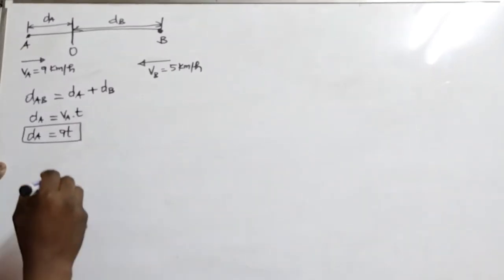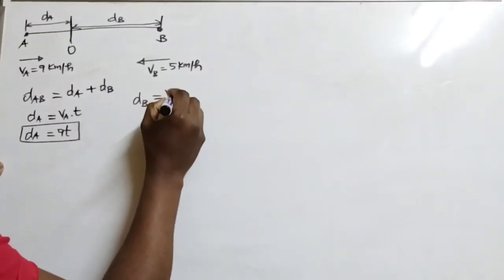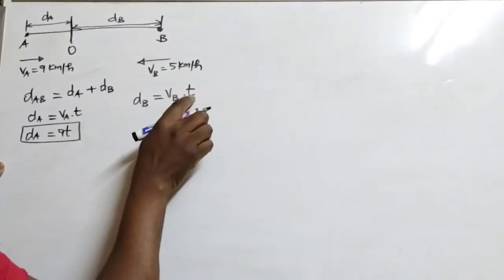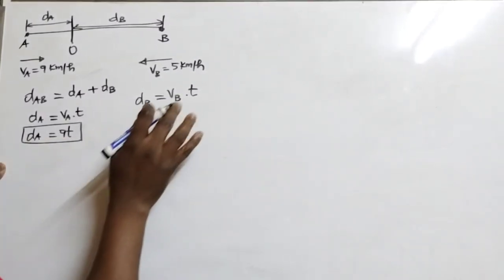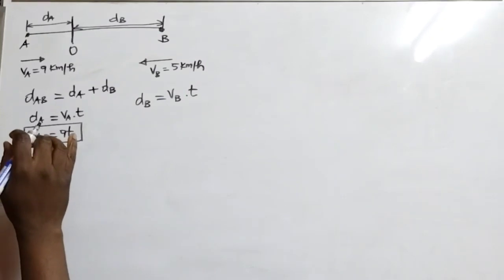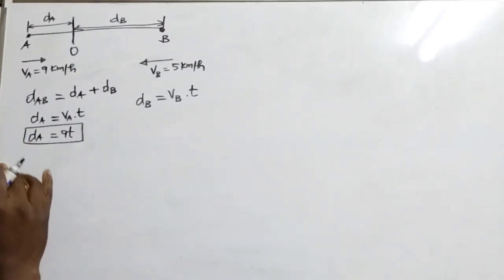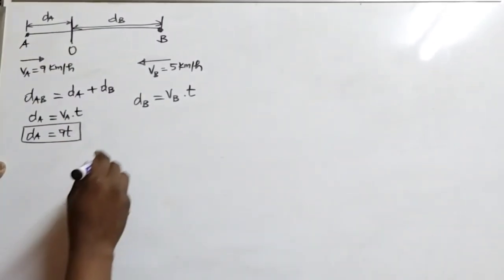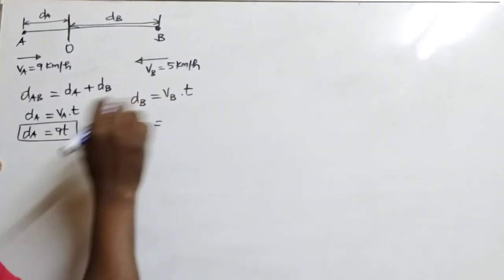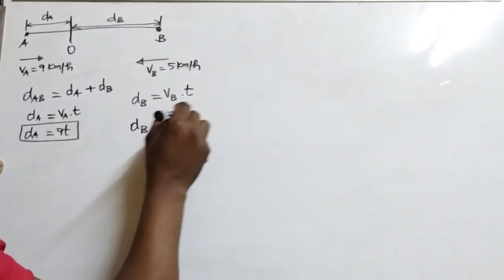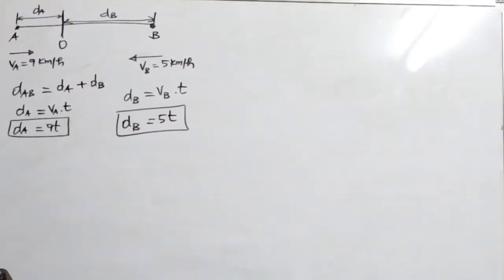In the same manner, the distance covered by the pedestrian, dB, will be given as VB times T. You need to see here that the time T spent from B to O will be exactly the same as the time spent from A to O. So the distance dB covered by the pedestrian will be equal to the velocity of the pedestrian, which is 5, times T. So ladies and gentlemen, we have here the equation for the distance covered by the pedestrian.